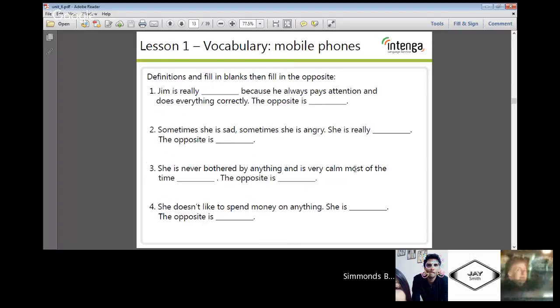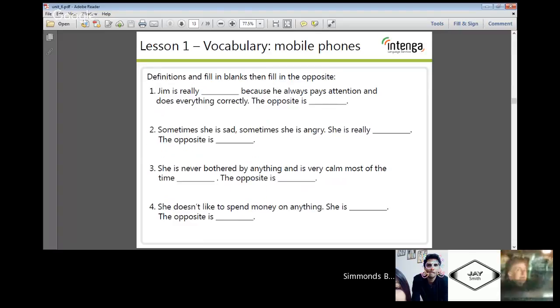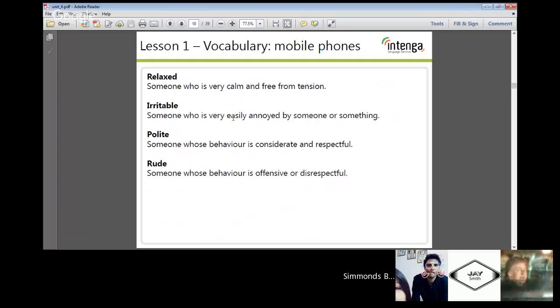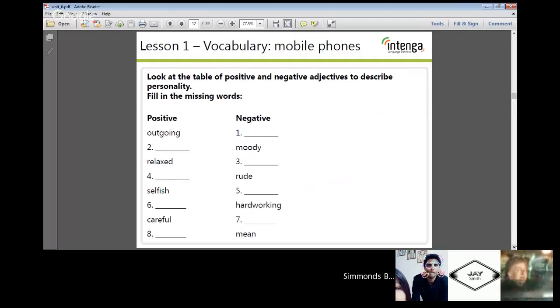She's never bothered by anything. She's very calm. So she's relaxed. And the opposite was? I forgot. I'm sorry. It's okay. Irritable. Irritable. Yeah. Good. So perfect. And actually, I was just going to see the definition for irritable is someone who's really annoyed by someone or something.